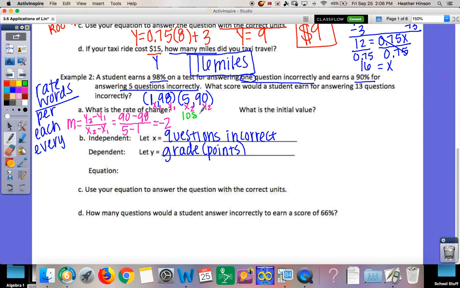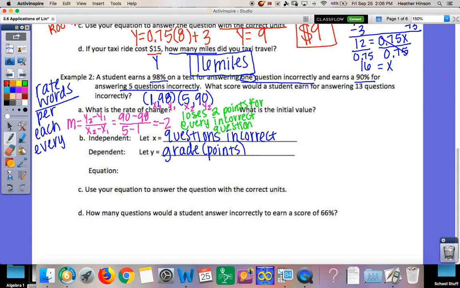So you are losing, loses 2 points for every incorrect question. You lose 2 points for every incorrect question. That's your rate of change, that whole phrase. You lose 2 points for every incorrect question.